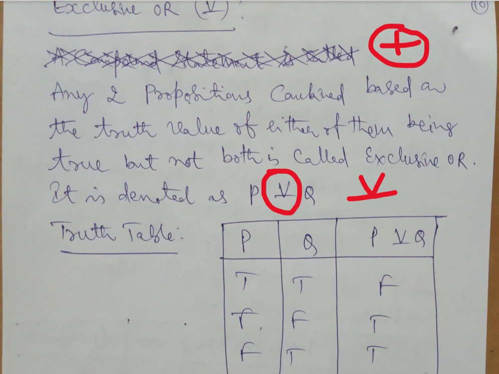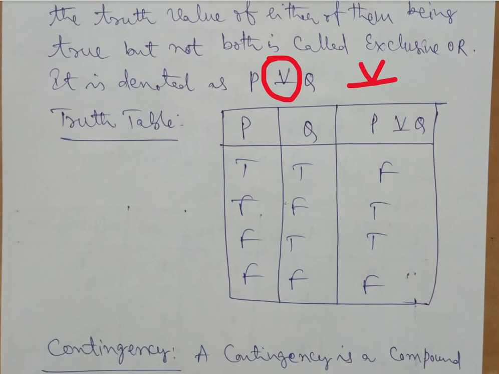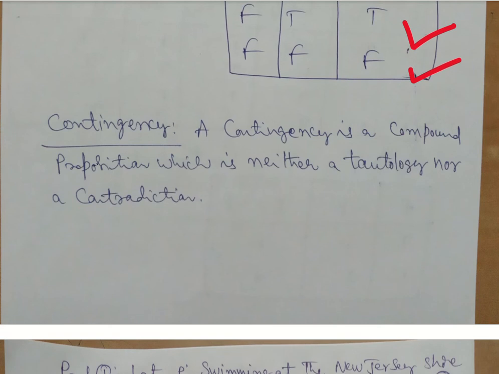The definition is the same. Any two propositions combined, where the result is true if either of them is true but not both, is called an exclusive OR. So exclusive, as the name says. Either one should be true, then the result will be true. In all the other cases, the result will be false. That is the definition of exclusive OR. That's what we have.